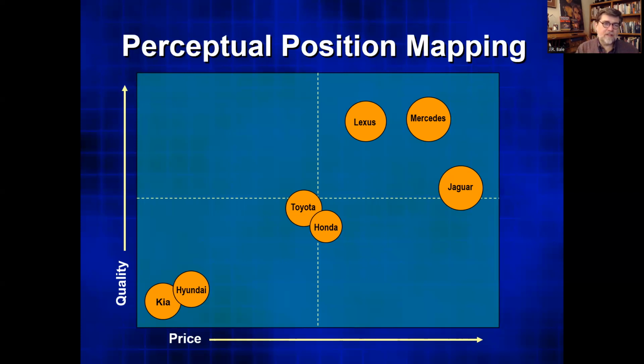You're not going to see anything in the upper left quadrant because a high quality car that's low price doesn't work out very well, because price is actually a signal of quality. So it's all sort of on this positive slope direction. Yet, what's going on with Jaguar? Jaguar is one of the most expensive ones, but yet it's perceived as having lower quality than Mercedes and Lexus.